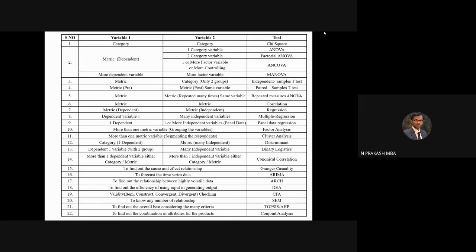Similarly, we have one side a metric or numerical variable, and another side a categorical variable with more than two groups. In that case, we can perform a one-way ANOVA. If both are metric variables, we can perform a correlation or regression. Sometimes we have one dependent variable and many independent numerical variables. There we can perform a multiple regression.